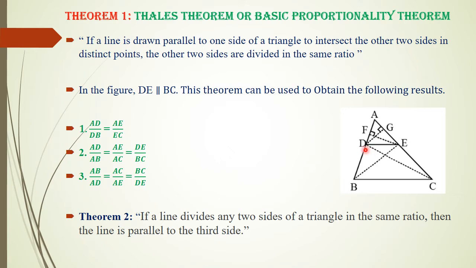Here, you can see the line DE is dividing the sides in the same ratio, that is AD upon DB is equal to AE upon EC. Therefore, according to theorem 2, the DE line must be parallel to the BC line. Only then will that line divide any two sides in the same ratio, that is AD upon DB equal to AE upon EC. That is the meaning of this second theorem. Now we will see some examples related to these theorems in the next slide.